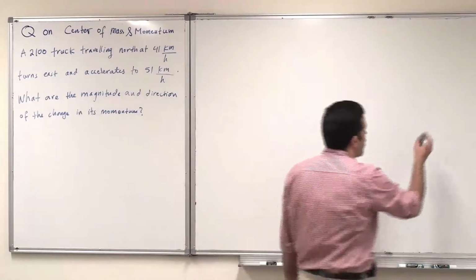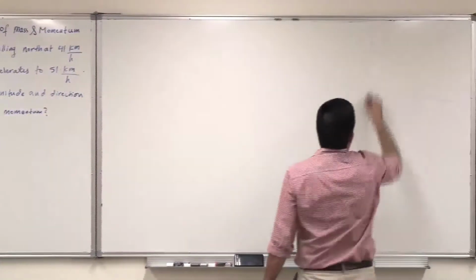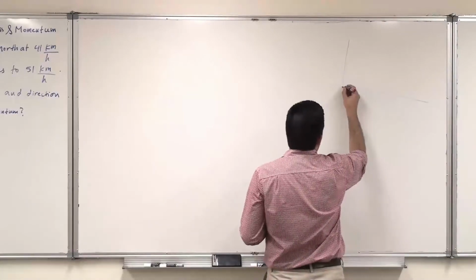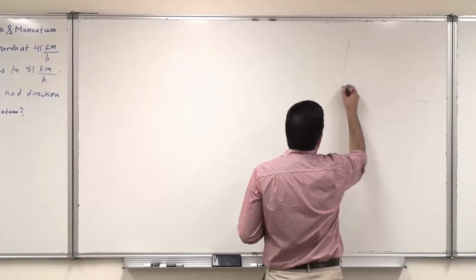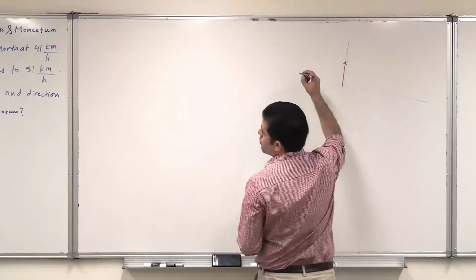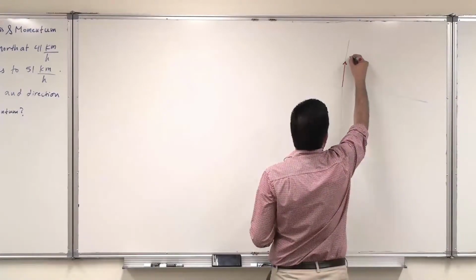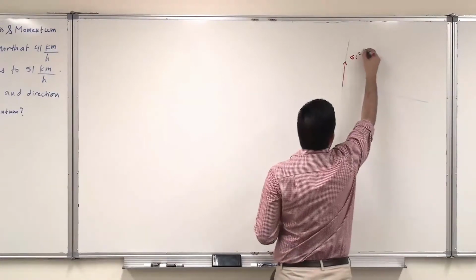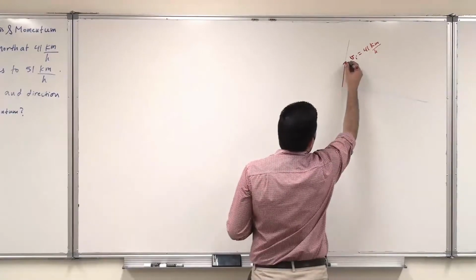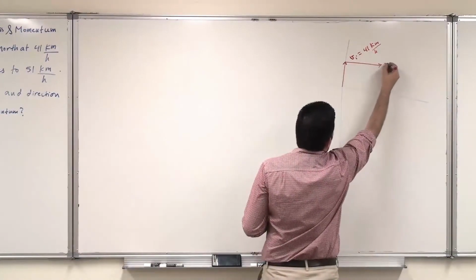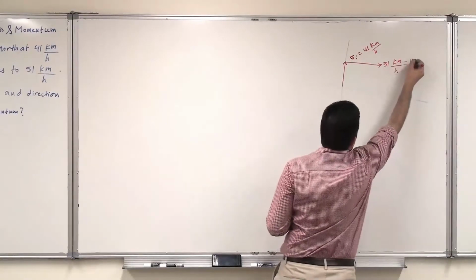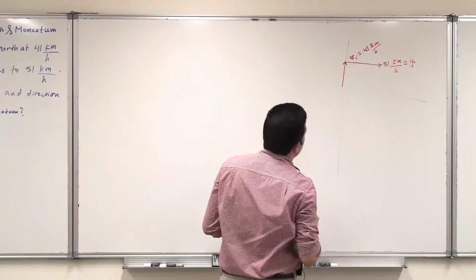So we have this truck, and the truck is traveling north at 41 kilometers per hour. So this is the velocity initial, 41 kilometers per hour. And then it turns east and it travels at 51 kilometers per hour. And this is V final. Now we need to find the change in its momentum.